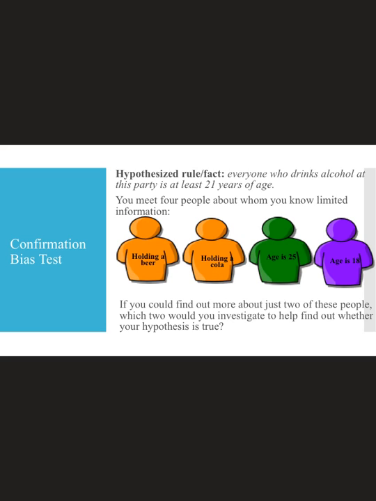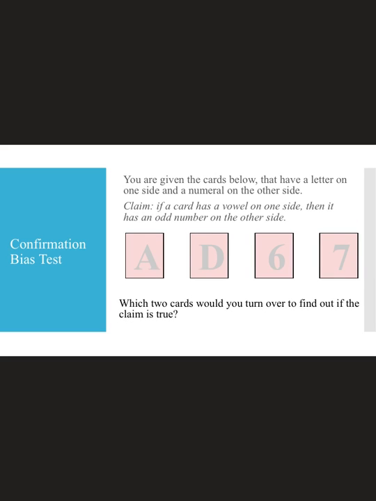This particular test is easy, and people generally in these types of studies do better when the test is concrete and when there's a law, like right or wrong, involved. But the next slide is going to be a little bit more difficult. It says, you are given the cards below that have a letter on one side and a numeral on the other side. Our claim is that if a card has a vowel on one side, then it has an odd number on the other side. Which 2 cards would you turn over to find if the claim is true? Pause it and think about it.